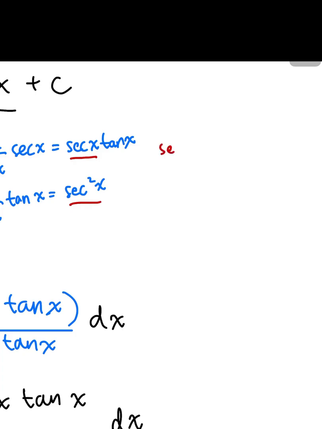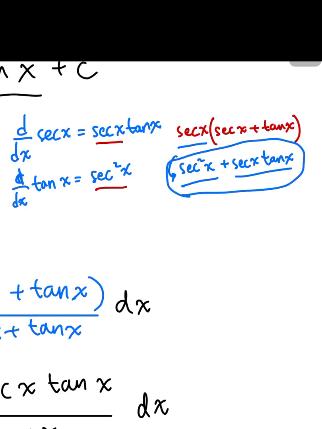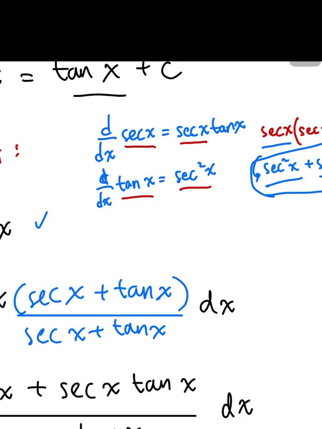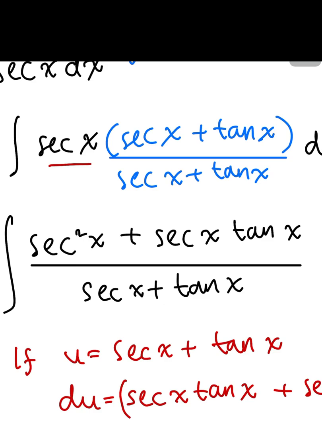If I'm going to multiply secant x with secant x plus tangent x, and if I'm multiplying both of these, this becomes secant squared plus secant x tangent x, right? Now I have this secant x and I want to make this second part here one that I can integrate easily, becoming either secant x or tangent x, right? That's why the first thing that I need to do to solve this secant x is to multiply with secant x plus tangent x over secant x plus tangent x. And I get the secant squared plus secant x tangent x, okay?